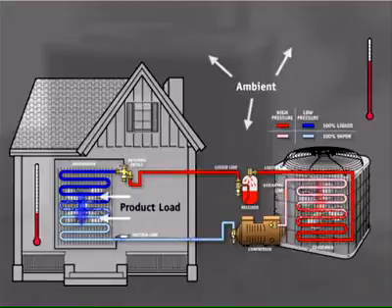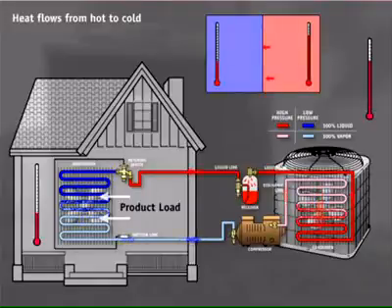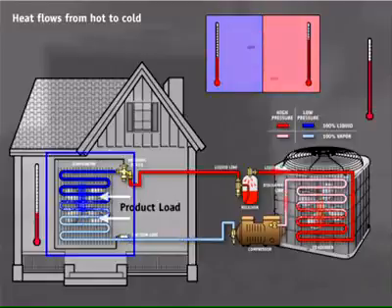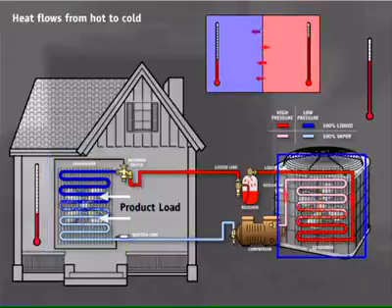A refrigeration or air conditioning system works by absorbing heat from interior air, transferring that heat to outside air, and rejecting it there. Heat flows from hot to cold, and there must be a temperature difference for any heat transfer to take place. The absorption of heat occurs in the evaporator coil, where the low pressure and low temperature refrigerant absorbs it. The rejection of heat occurs in the condenser coil, where the high pressure and high temperature refrigerant rejects it.